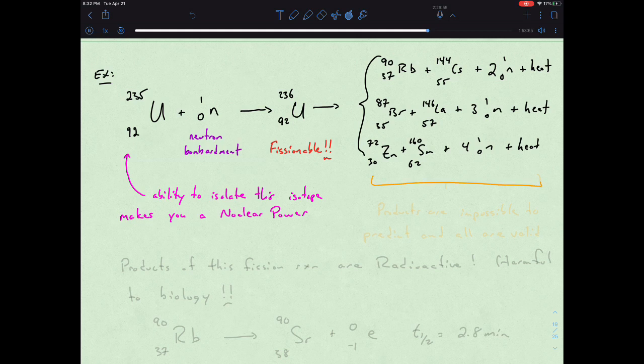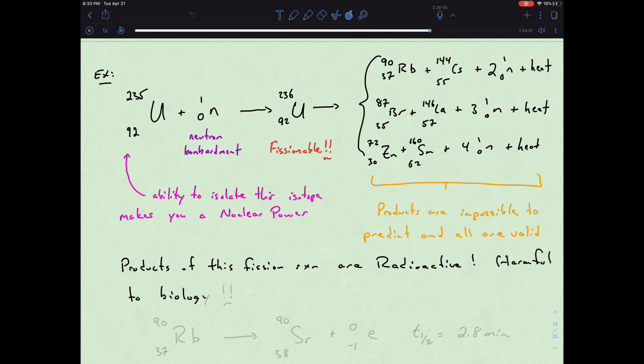So the products are impossible to predict. And all are basically valid. So not only do we get the heat produced from that, but then we also have decay processes that still occur, meaning that the products of this fission reaction are radioactive, right? Harmful to biology. And they're existing for quite a while.